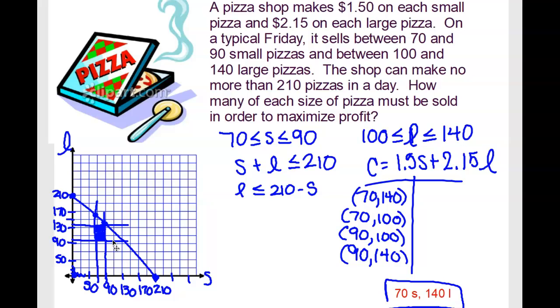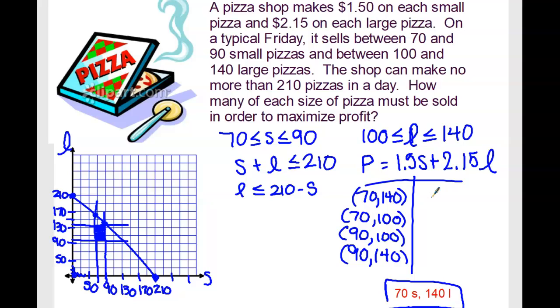The shop can make no more than 210 pizzas in a day. So that is where small plus large has to be less than or equal to 210. How many of each size of pizza should be sold? So what you have to do is find your vertice intersection points. And then what we're going to do is plug in those points to our profit function. And then we're going to find our profits at each of those points.